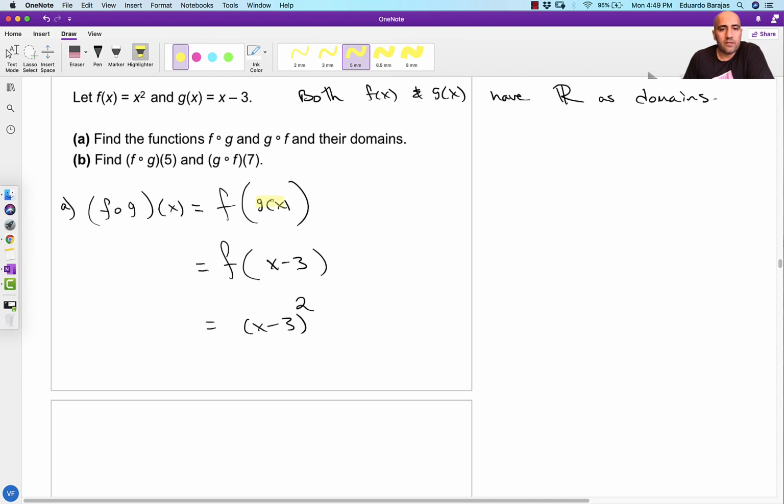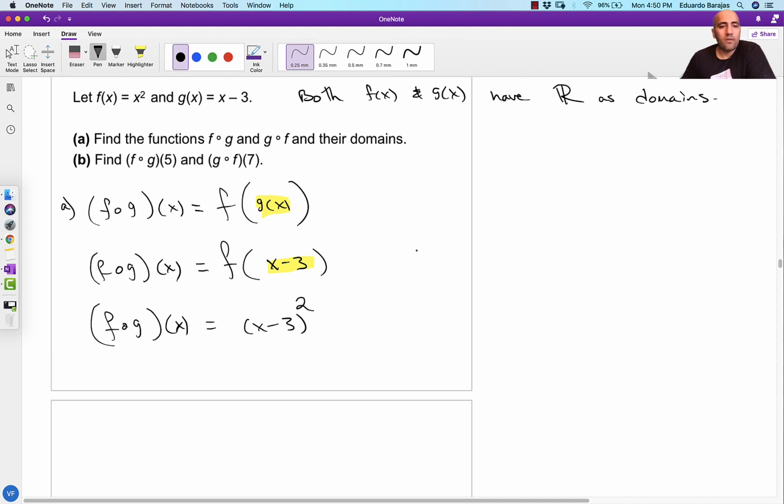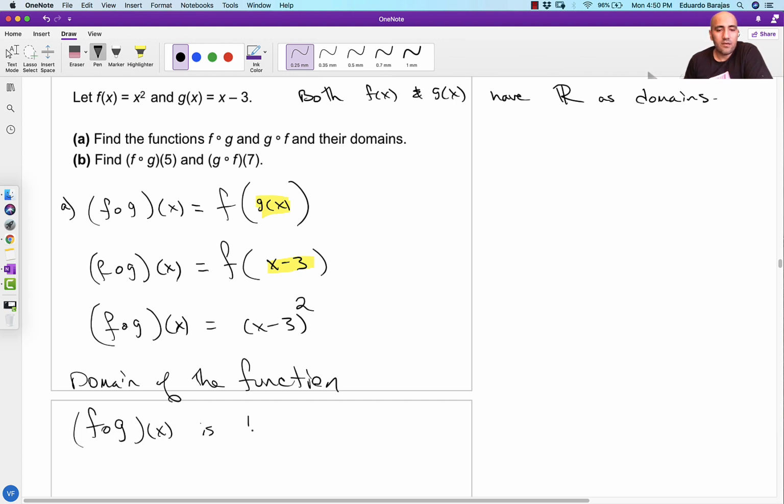Here, this is because g of x is x minus 3, and then the f function says whatever the input is, square it. So that is f composed with g evaluated at x. Okay, and what's the domain going to be? Again, we don't have any problems. No matter what we input, we're not dividing by 0, and we're not taking the square root of a negative number. So the domain of the function f composed with g at x is all the real numbers.